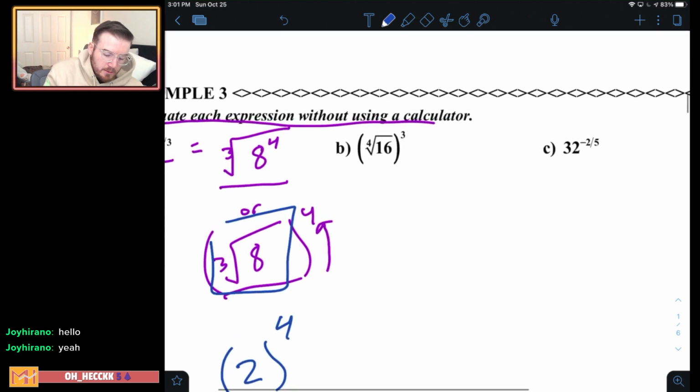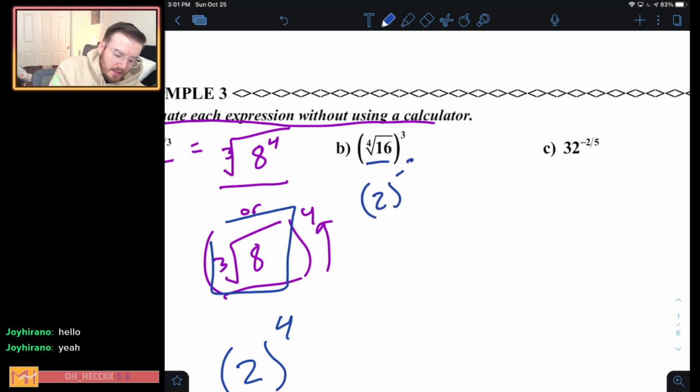Take a look at this next one. Do the inside part first. What's the fourth root of 16? Well, it takes 4 2's to make 16, so the fourth root of 16 is 2. And then 2 cubed, 2 times 2 times 2, is 8.